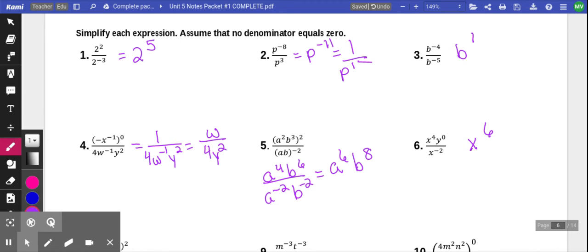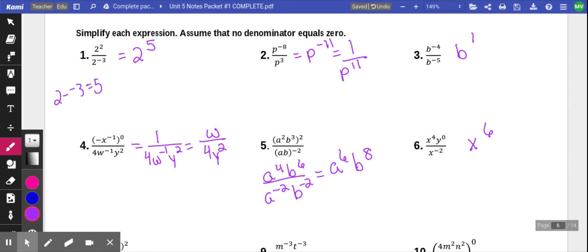Okay, so number 1, I keep the base and subtract. So 2 minus negative 3 is 5. So it's 2 to the 5th. Number 2, I keep the base and subtract. So that's p to the negative 11th. I can't have a negative exponent. So I write that as 1 over p to the 11th, because negative exponent means reciprocal.